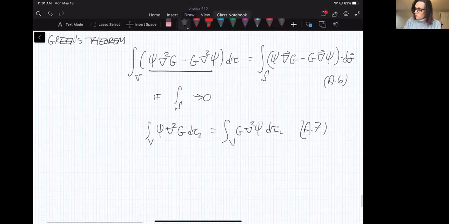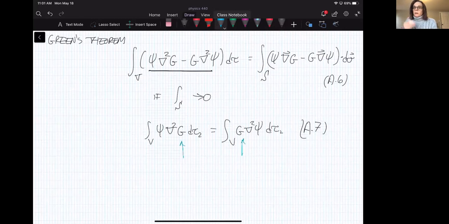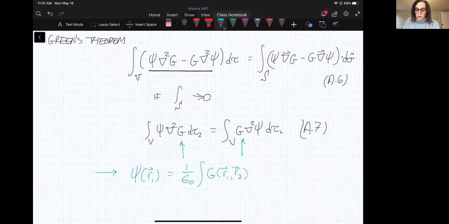And I know we're running out of time. What we now do is substitute in what our function was, this delta function, which allows us to rewrite these equations rather simply. Once you have a delta function inside that integral, that function becomes the value at that point. And the result is that psi at R1 is equal to 1 over epsilon naught times G, we'll say at R1 and R2, times rho as a function of R2, times d tau 2.